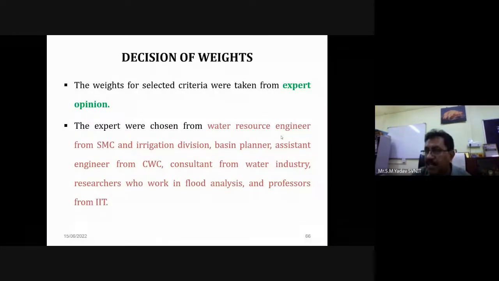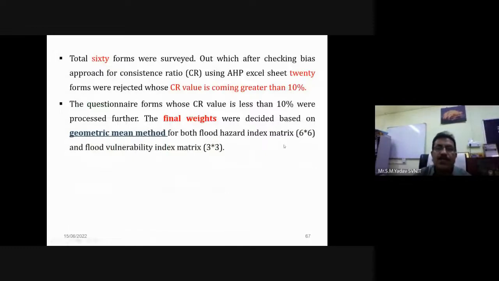How the design of weights is carried out. The weights of selected criteria were taken from expert opinion. The experts were chosen from, as I have already told you, water resources engineer from SMC, irrigation division, basin planner, assistant engineer from CWC, consultant from water industry, researchers who work in flood analysis, and professors from IIT. Total 60 forms were surveyed, out of which, after checking bias approach for consistency ratio using AHP Excel sheet, 20 forms were rejected whose CR value is greater than 10%.